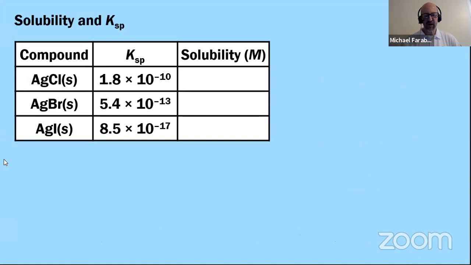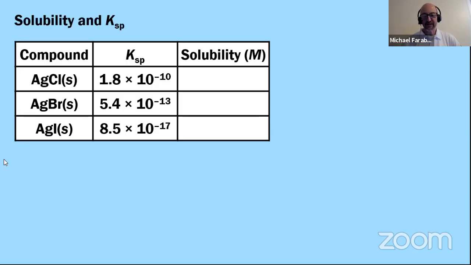I've got silver chloride, silver bromide, and silver iodide. Take a look at the magnitude of those Ksp values. Okay, it's very small, indicating that these are practically insoluble. I say practically because they are slightly soluble. Now, solubility is not listed in this table because we are going to calculate that.